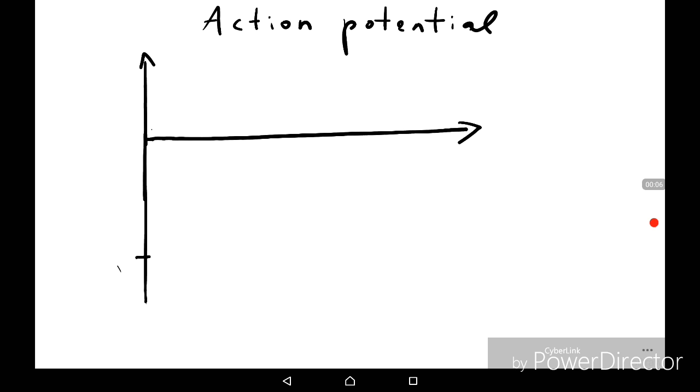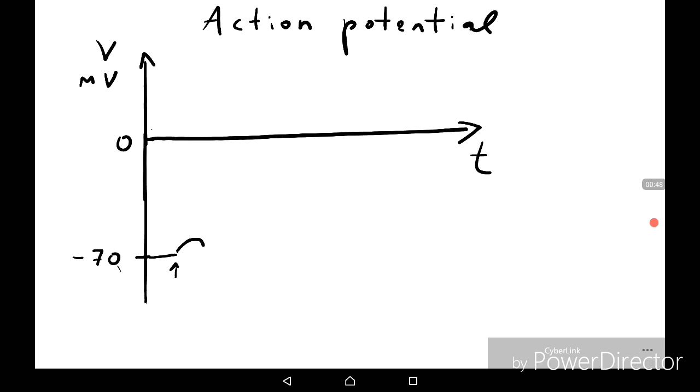So we will draw the system of axes, abscissa and ordinate. On the abscissa axis, we will indicate time. On the ordinate axis, voltage in millivolts. The initial potential of the resting state is minus 70 millivolts. When the cell is stimulated, we will indicate the stimulation by an arrow.